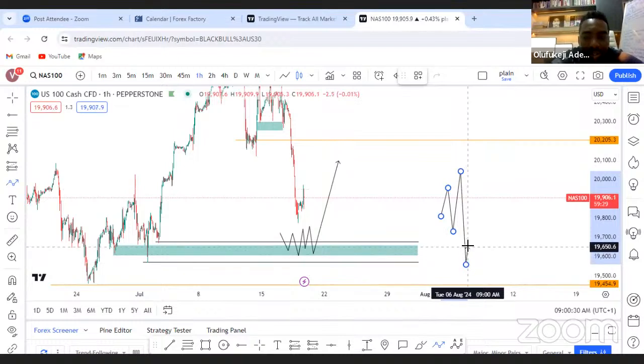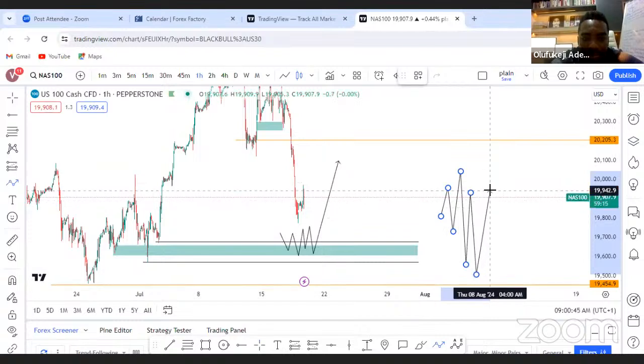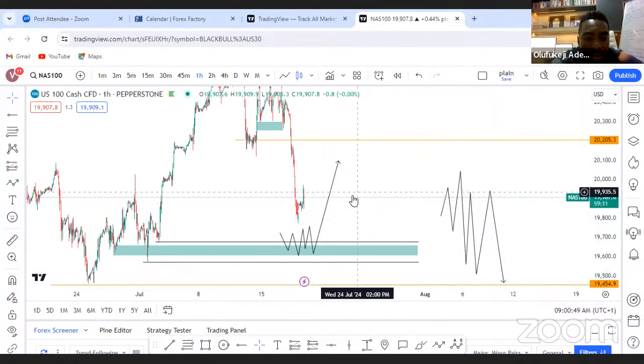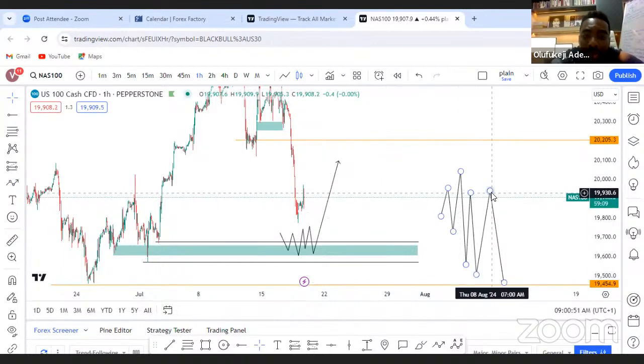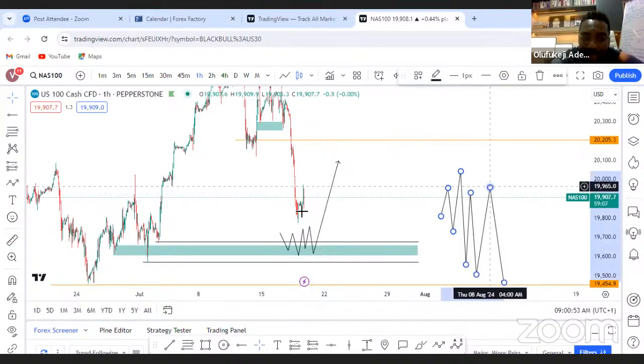Then you have the creation of an inducement, which sometimes they call variation, sometimes they call railroad track, whatever it is, an inducement. Then price comes down. Then you now have a sharp move back to that shoulder, and then it comes down. Now, that inducement may be a lower low, or it may not be a lower low. It depends.